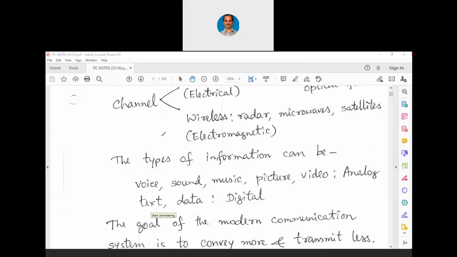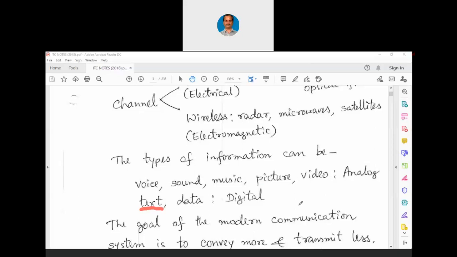Then anyhow, we are going to use video as information. So all these are analog. Now what are digital? Digital are the ones where we use text. When you type an SMS in the mobile, you type in the English language. Each character in the English language has a code called ASCII code, American Standard Code for Information Interchange. Nowadays we have Unicode also in the communication field.